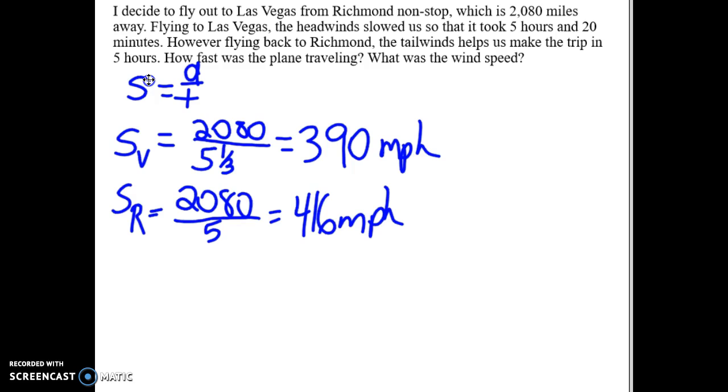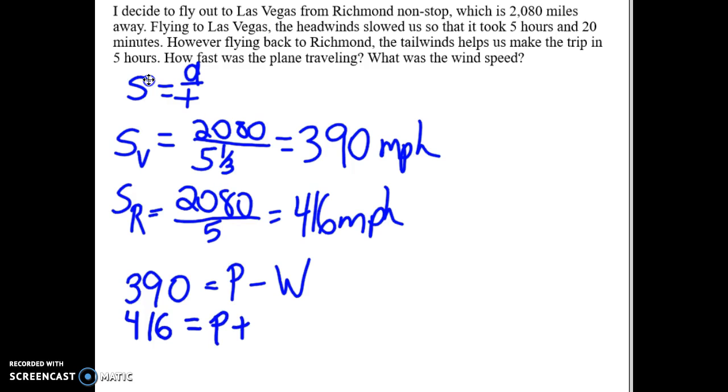And what I know is that my speed going to Vegas, that 390 miles an hour, is equal to whatever my plane speed was minus the wind because the wind slowed it down. Whereas when I came back to Richmond, that speed was equal to the plane speed plus the wind speed because that sped me up. And here now I have a basic problem that I can solve. And in this case, I would use elimination to solve this system.